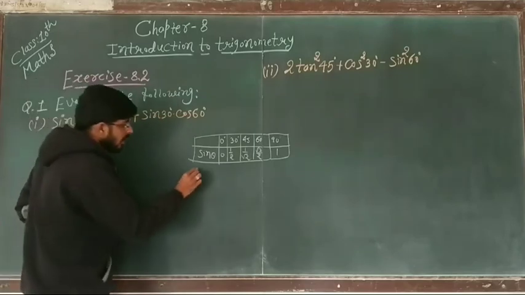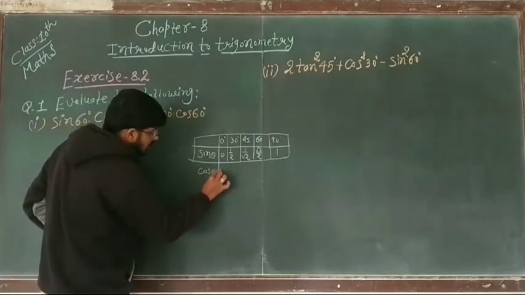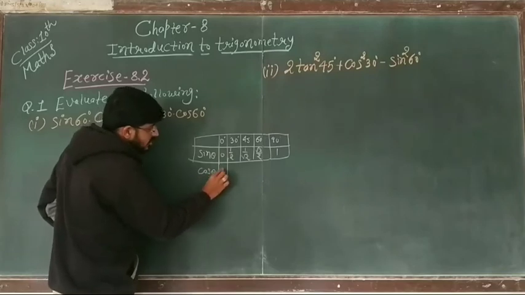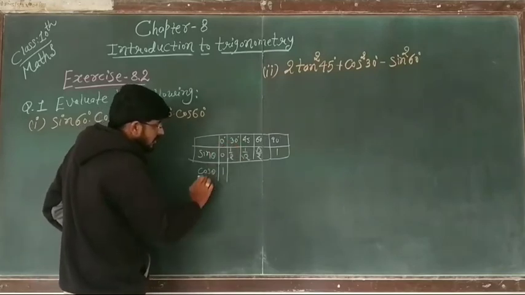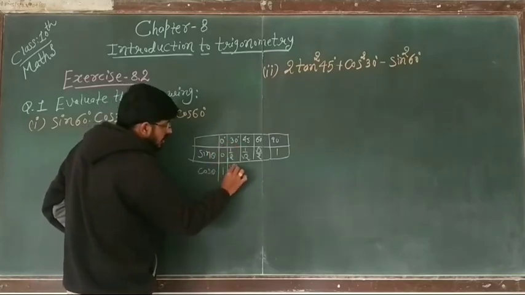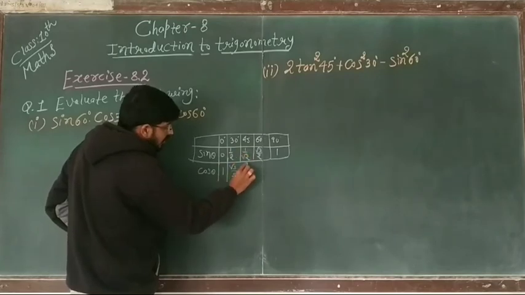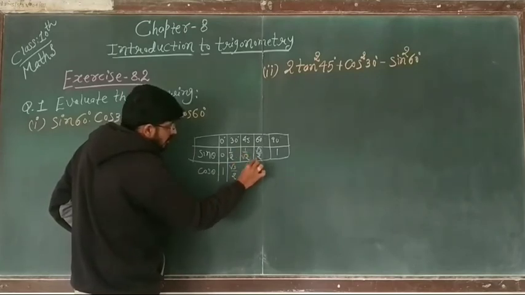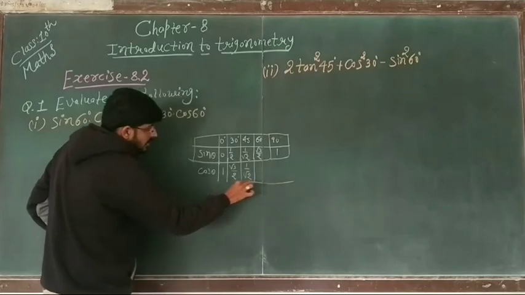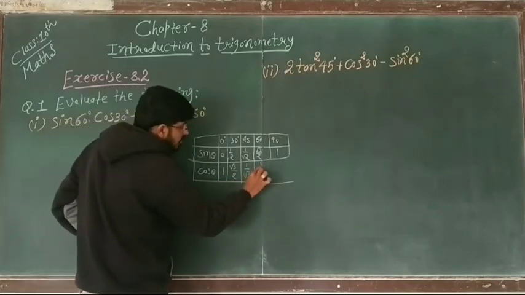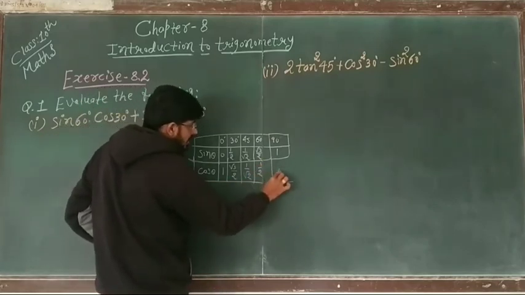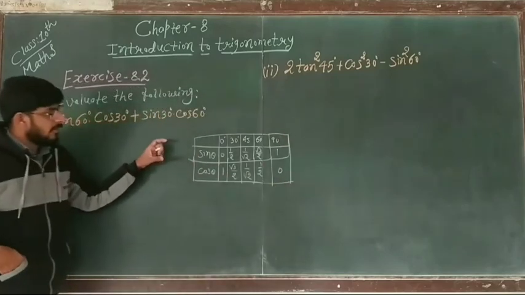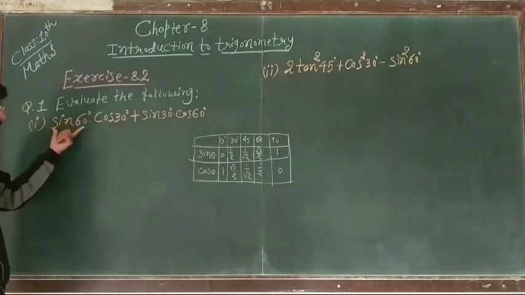Okay, so also we will derive cos theta over here. So cos 0 is 1, cos 30 is root 3 by 2, cos 45 is 1 by root 2, cos 60 degree is 1 by 2 and cos 90 degree is 0. Is it clear? Now see, we have to use sin 60 degree.